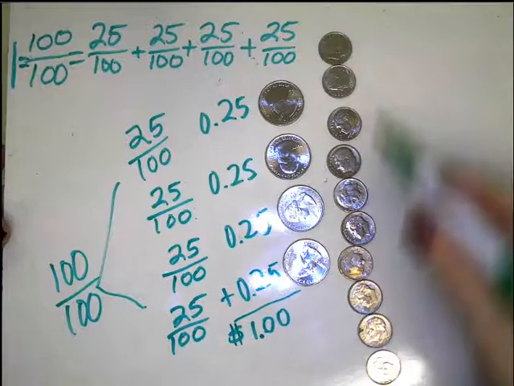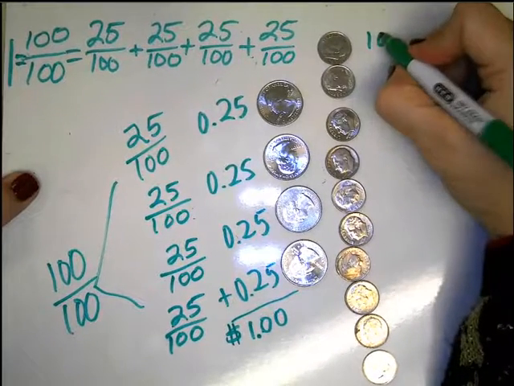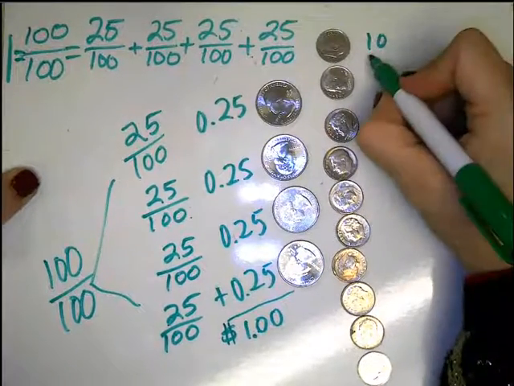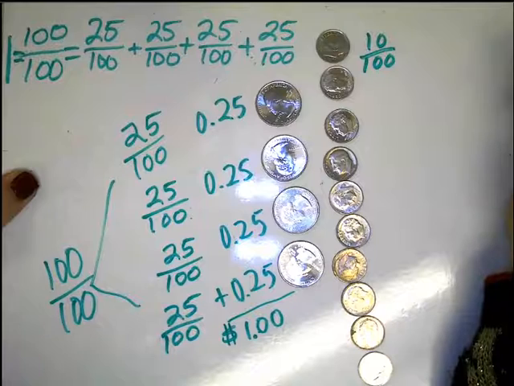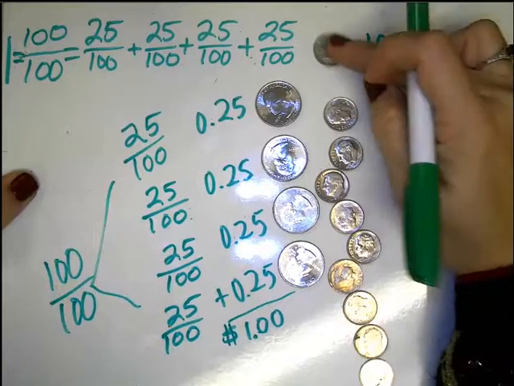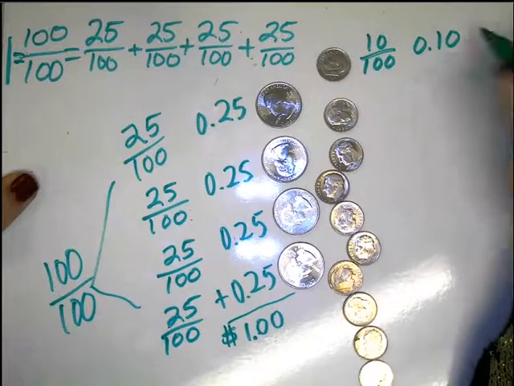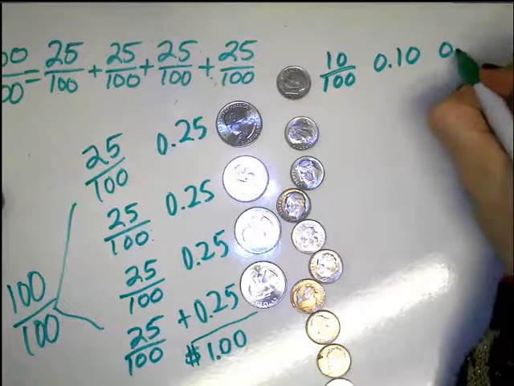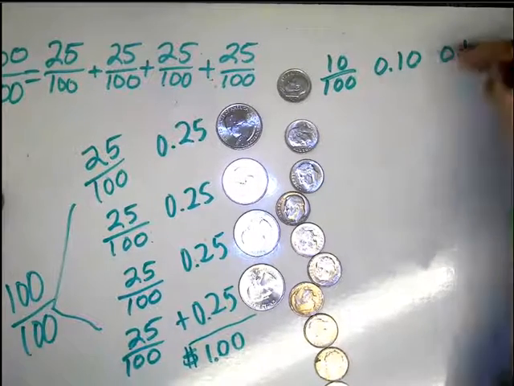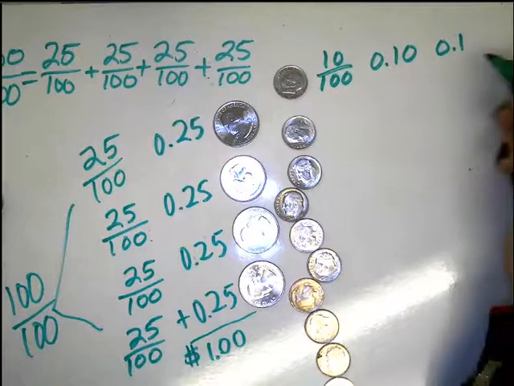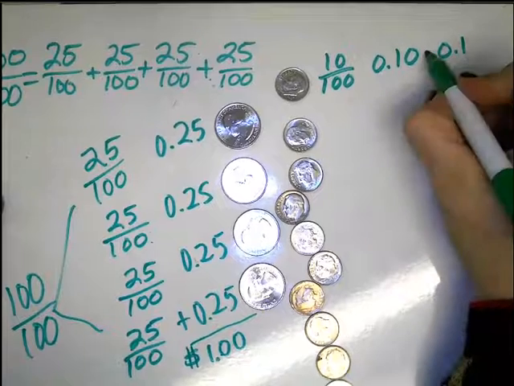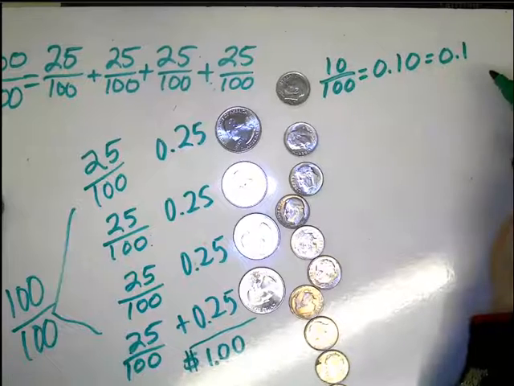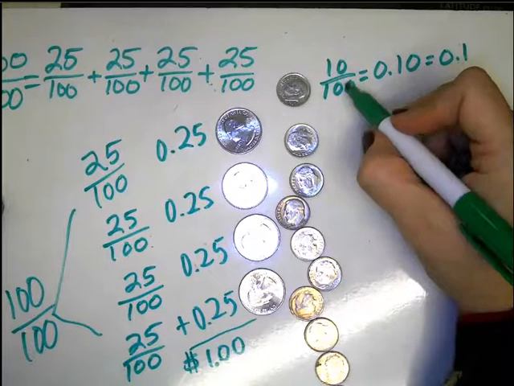Alright, so we can do the same thing over here with the dimes. We know dimes are 10 cents each. So it takes 10 dimes to make $1. So that's 10 cents. 10 out of 100. Or we can write it like this, 10 hundredths. We can also write it like that and just drop the 0 off of it, and instead of hundredths, these are tenths. 1/10 is equal to 10 hundredths.